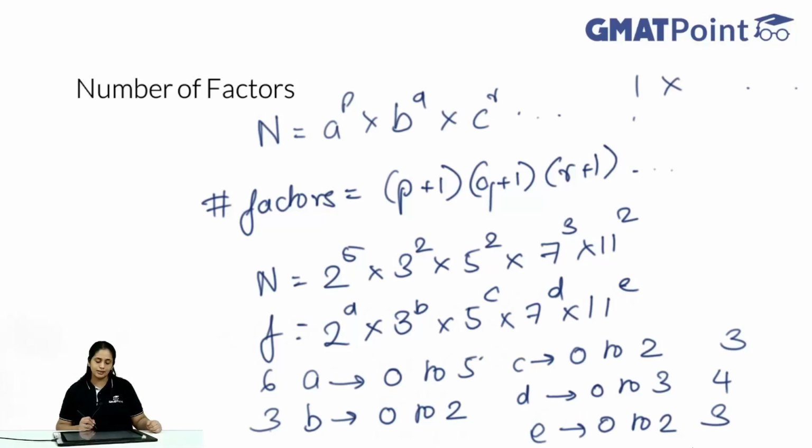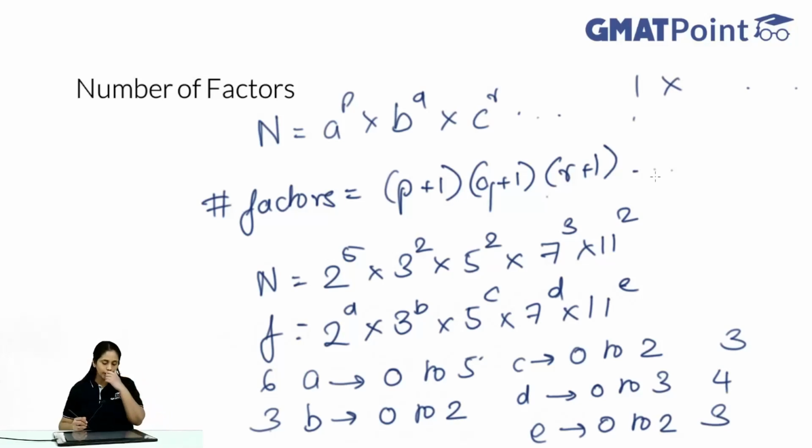So whenever you are trying to understand why it is p plus 1 into q plus 1 into r plus 1, think of it as the number of ways you can select the power of a prime factor. You can select it from 0 to p. So 0 to p means a total of p plus 1 ways. That is why you have to multiply p plus 1 into q plus 1 into r plus 1.